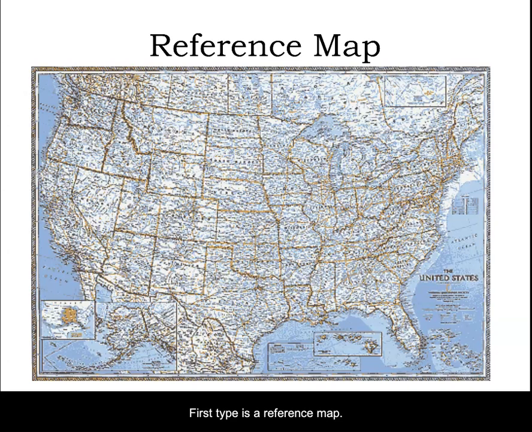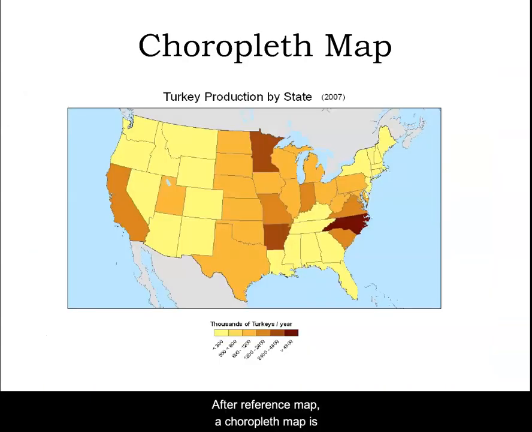First type is a reference map. A reference map simply is going to help you figure out how to get from point A to point B. Now, this map isn't the clearest, but I think it's clear enough that you can see you're looking at the United States and it's a road map. So if you had a clearer version of this, you could locate yourself in Minneapolis, St. Paul, and figure out what roads you need to take to get to Kansas City. So that's a reference map.